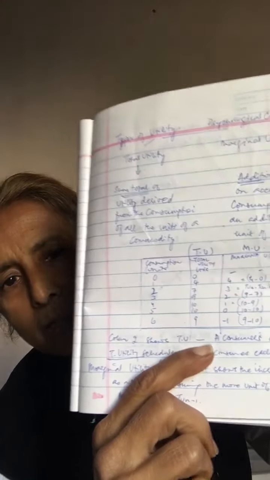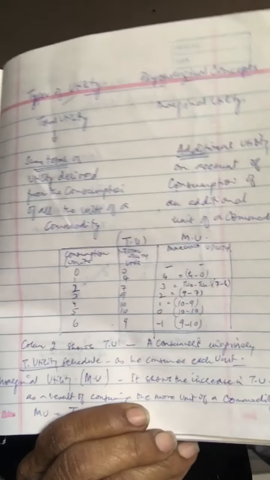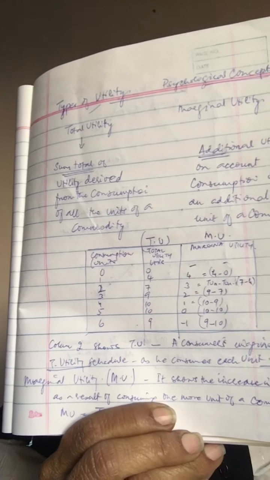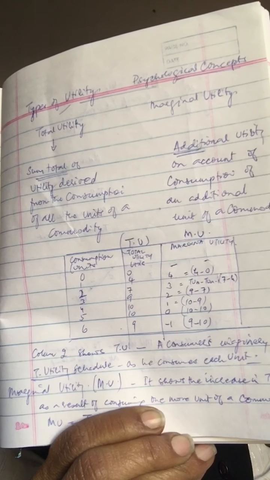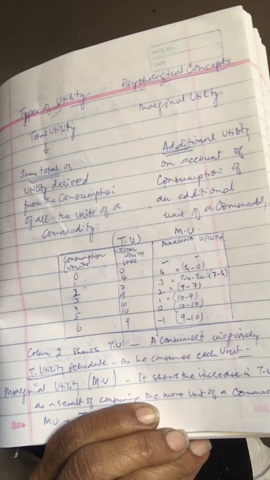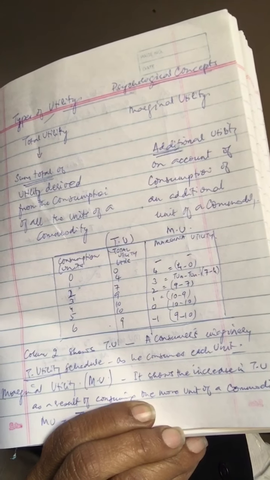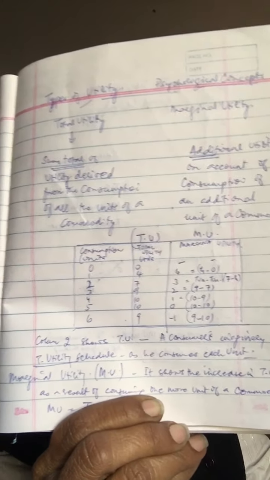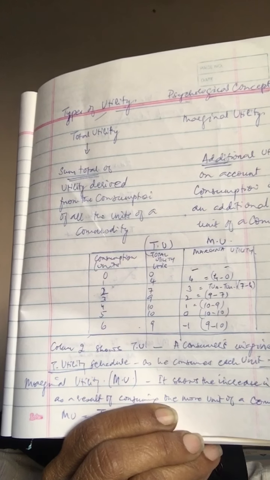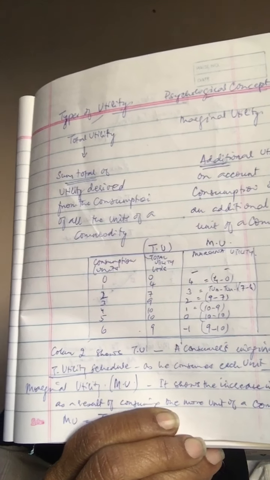I've given a table. You just look at the table, and this is how we can understand this better. It's an imaginary schedule, a utility schedule of a consumer for consumption of a good, where we are calculating the total utility and also seeing the marginal utility. So let's take the table.